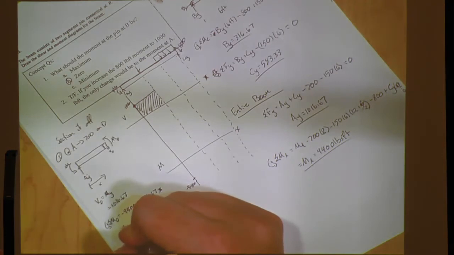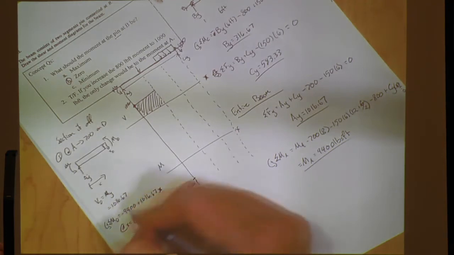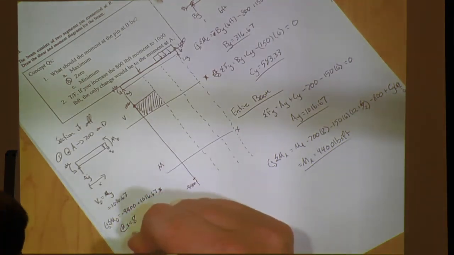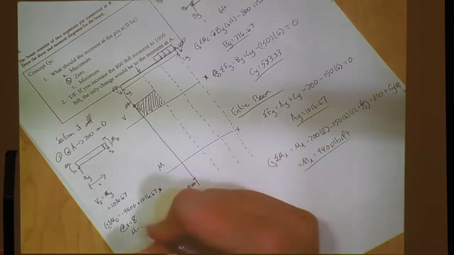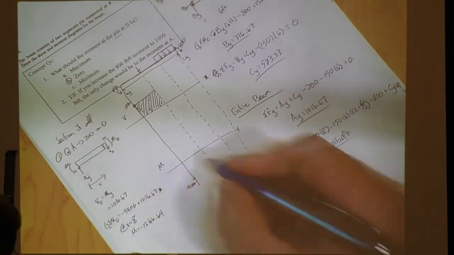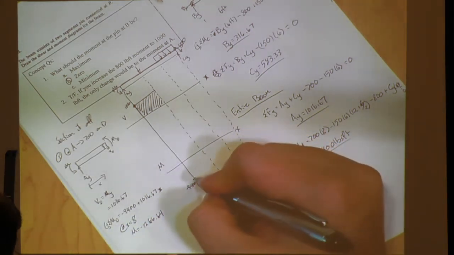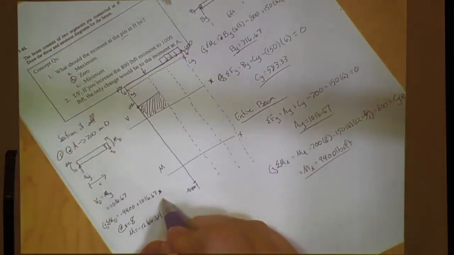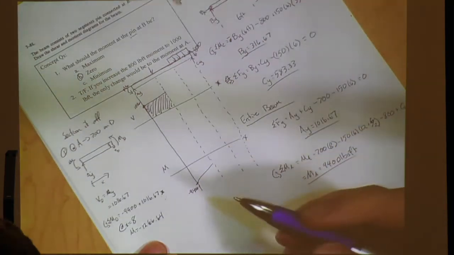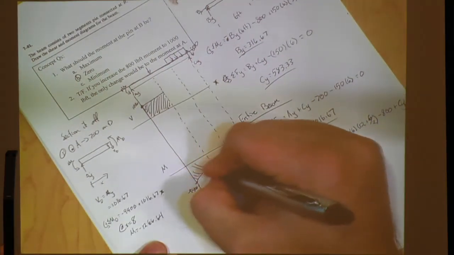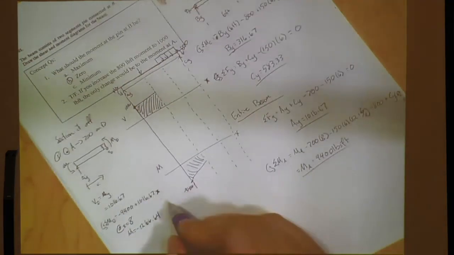We plug in 8. At x equals 8, our moment's going to be negative 1266.64. And since this isn't x squared, this is going to be a linear line on the moment graph. So we're just going to here. All right? And that's how that plays into it.